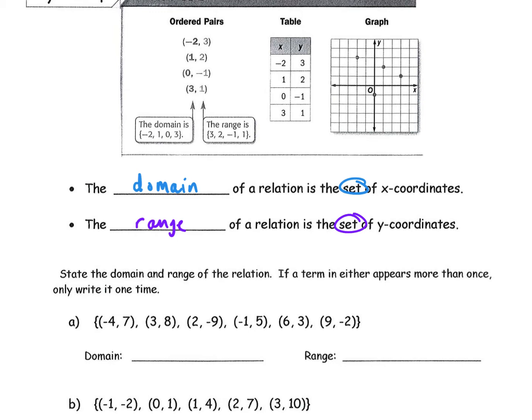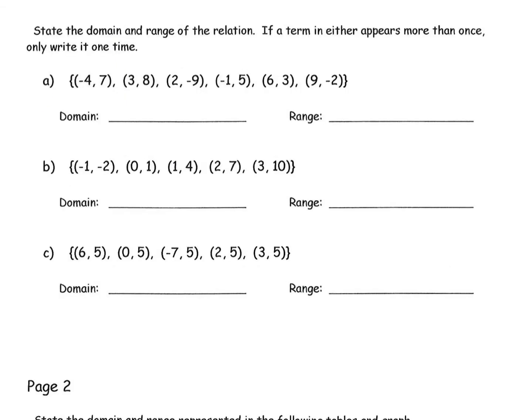So let's work with this domain and this range. It asks us to state the domain and range of the relation that's given for each one of these examples. If a term in either appears more than once, only write it one time. So we'll see that in these examples. So for letter A, we're given 6 ordered pairs, and we're asked to list the domain. The domain is all of the x values. So I'm going to go ahead and highlight it to make it a little bit easier for me to see, and you can do that at home on your paper as well.